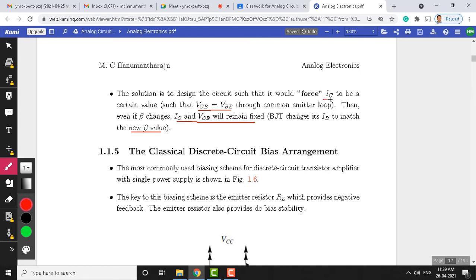Let us start with some constant value of the current IC, and we assume that VC and VB are going to be equal, and even if beta changes we have to ensure that IC and VC remain fixed, and even if the BJT changes, IB should adapt itself to the new beta value. That is how we should design a circuit here. The entire problem we have discussed, the solution we arrived at is only this. So, in the next biasing schemes that we are going to discuss, these techniques are adopted. Any questions so far?